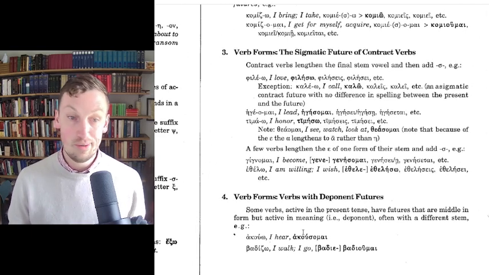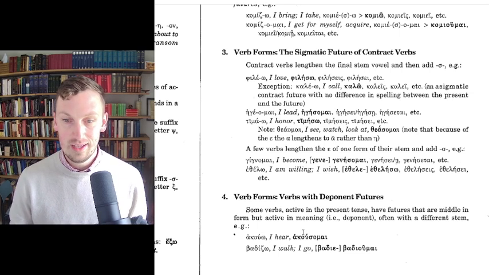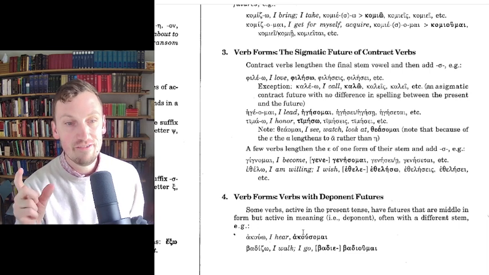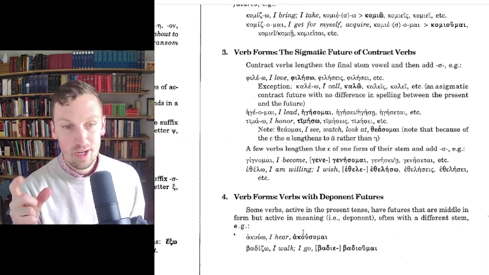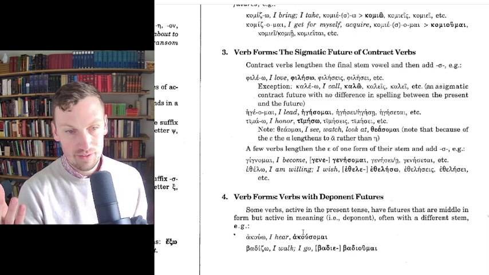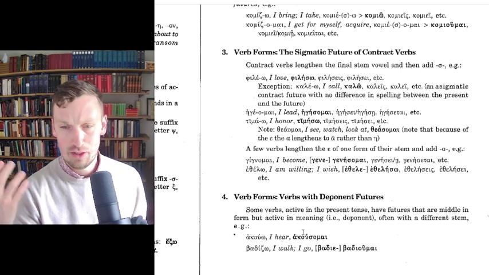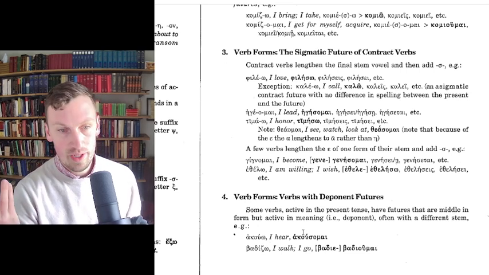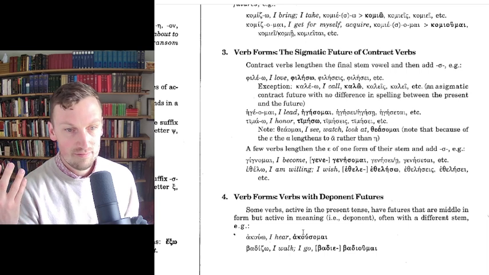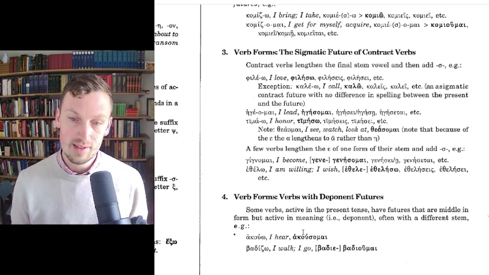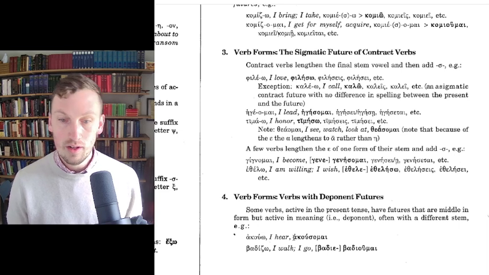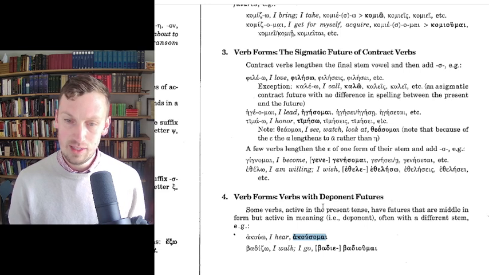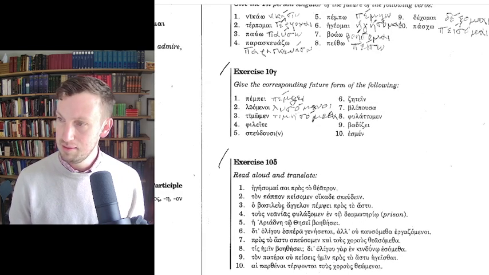Deponent futures are verbs that have an active voice in the present, but for whatever reason, and I'm not sure I even know the logic for this, I'm not sure there is a logic for this, the future only exists in the middle voice, and it functions as if it were active. So akouo, for instance, if you want to make akouo future, you can't say akouso. You have to say akousomai. It was just the convention, and I can't give you anything more on that, unfortunately.